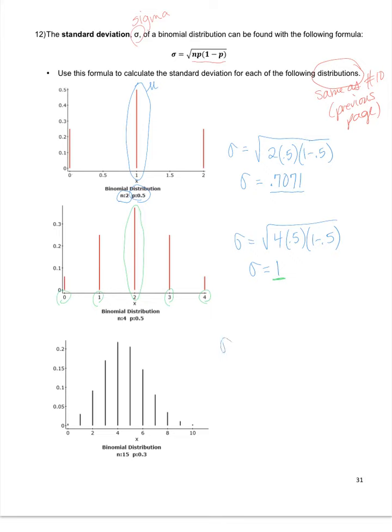All right, and then the last one, sigma is going to equal the square root of 15 times 0.3 times 1 minus 0.3. And again, press pause and verify this, but you should get a standard deviation of about 1.775. So remember, our mean for this one was at 4.5. That's the previous page. So here's our mean. And our standard deviation is just giving us a typical distance of an outcome from the mean. So an average of about 1.8 away from the mean. And notice we've got a lot that are pretty close to that, but we also have some that are further away.